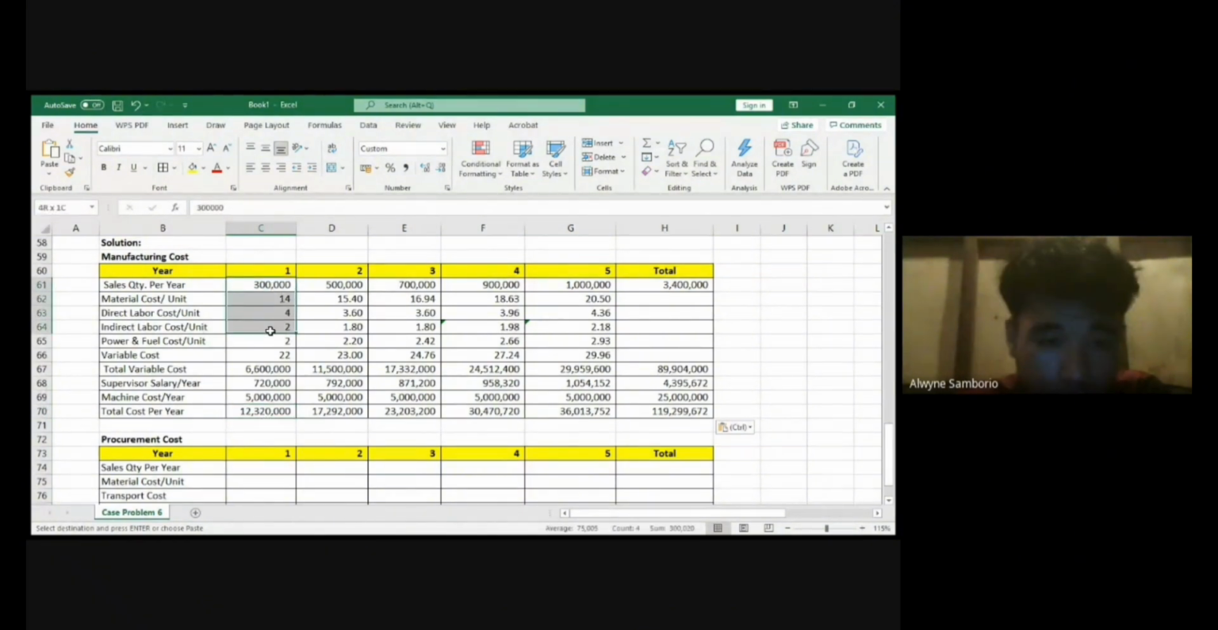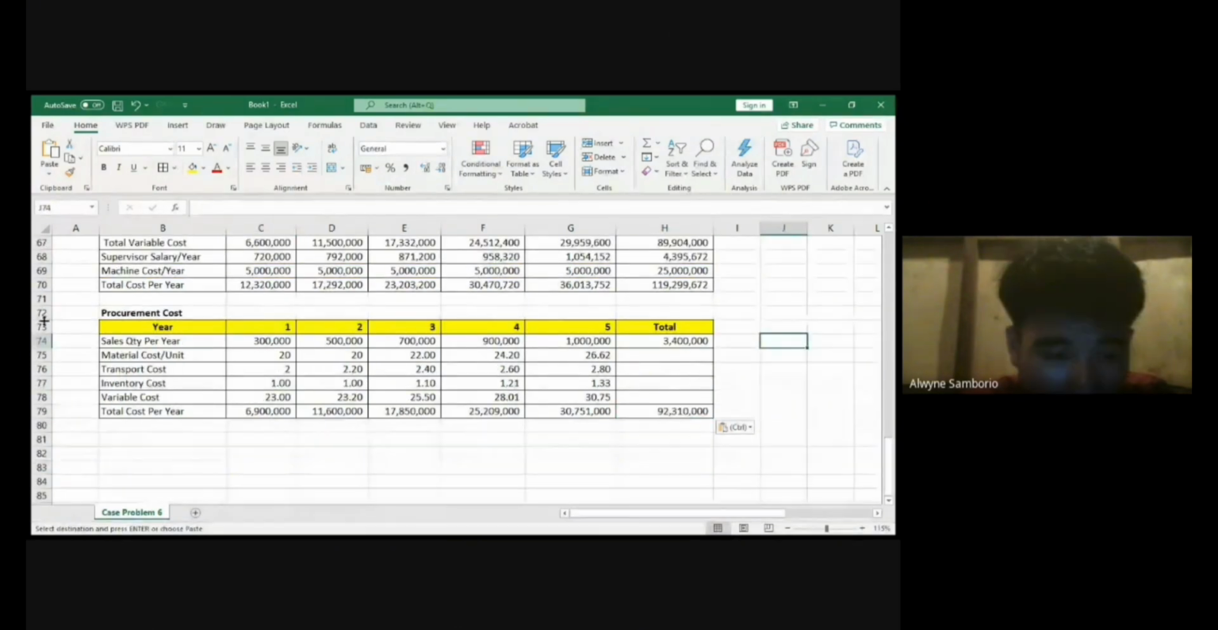And then for the total cost per year, we're just going to add up all the variables, from the sales quantity, from the total variable cost, to the machine cost. So from the first year, 12,320,000, second year 17,292,000, third year 23,203,200, in the fourth year 30,470,720, and fifth year 36,013,752, and in total 199,672.